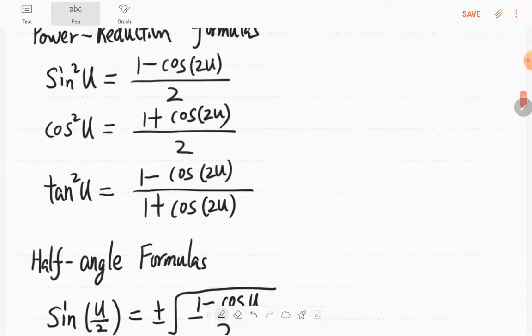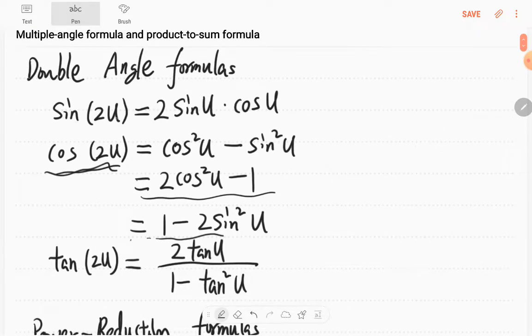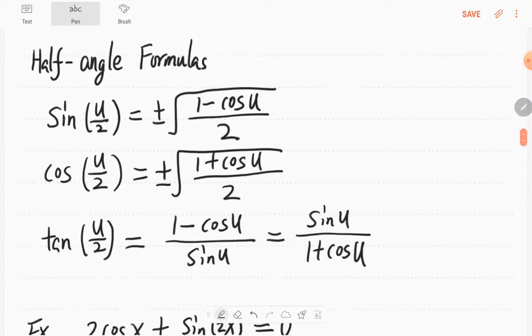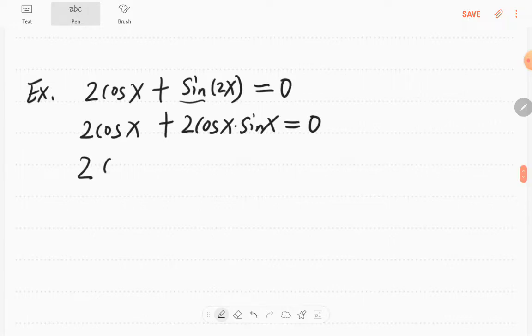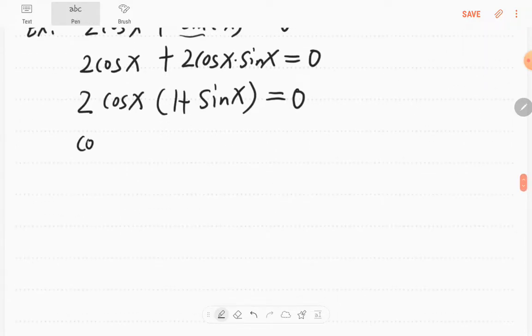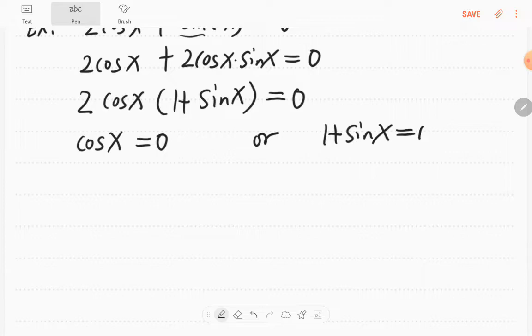But we have the double angle formula, sine 2u equals 2 times sine u cosine u, so it can be written as 2 cosine x plus 2 sine x cosine x, equals 0. So we can factorize it: 2 cosine x times 1 plus sine x equals 0. So you have two cases: cosine x equals 0 or 1 plus sine x equals 0, right?